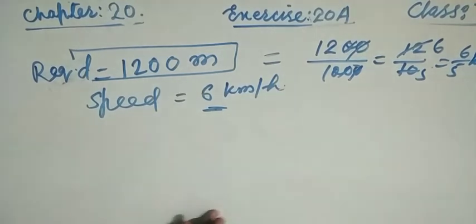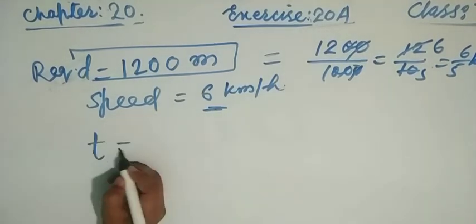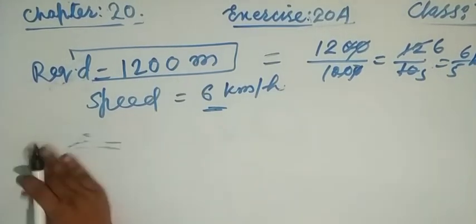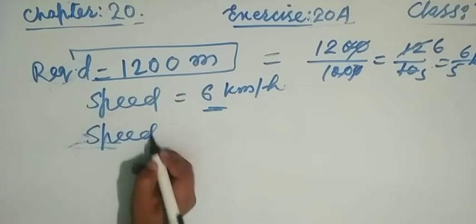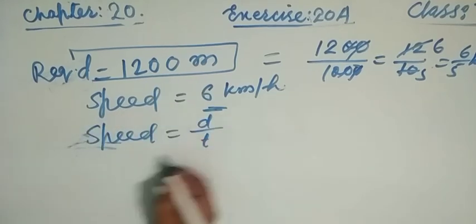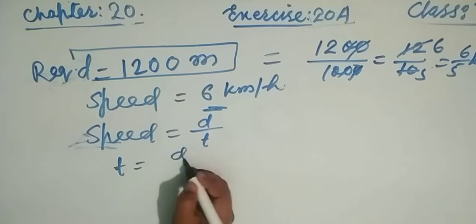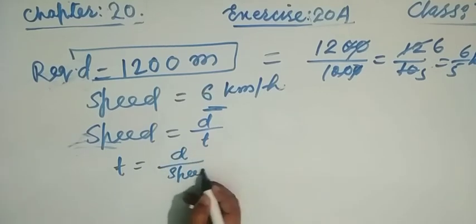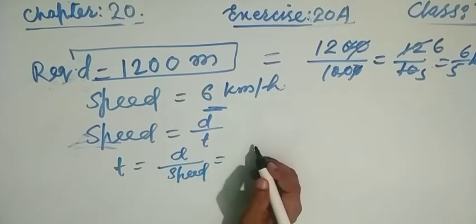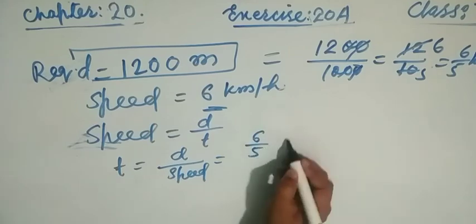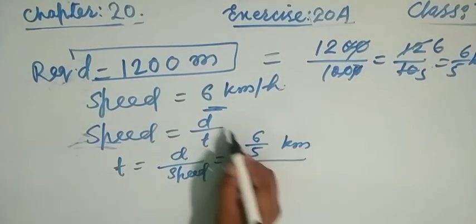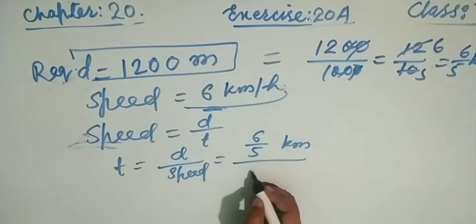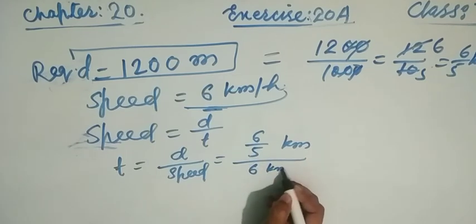Okay, now the time is, friends, speed is equal to distance by time, then time is equal to, friends, distance by speed. Okay, so distance, friends, distance is 6 by 5 kilometer. Okay, now the speed is given, 6 kilometer per hour.